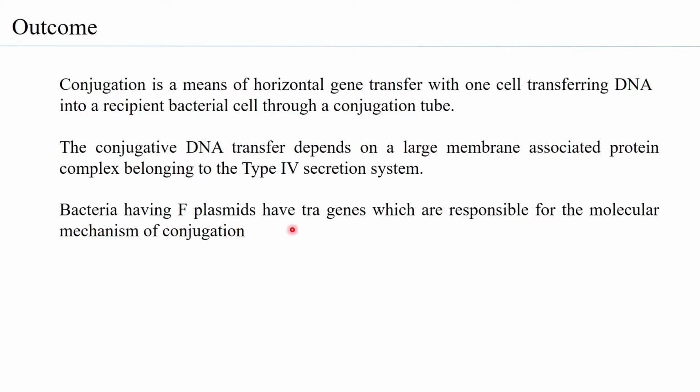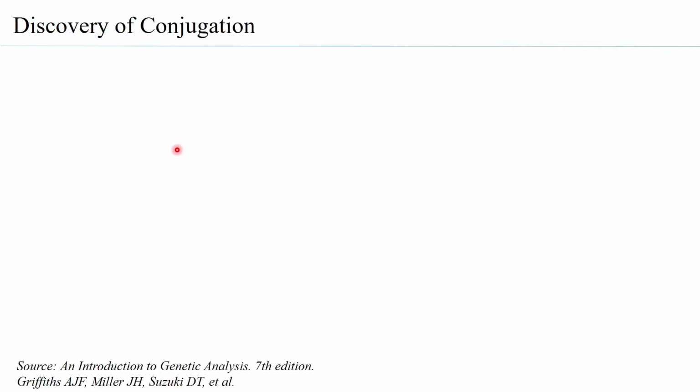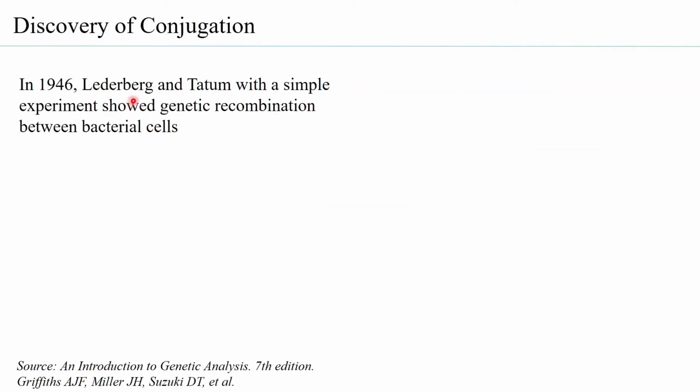Bacteria having F plasmids have TRA genes, which are responsible for the molecular mechanism of conjugation. So any bacteria that have F plasmids are able to carry out conjugation. So these F plasmids basically are conjugative plasmids. Other than transformation, conjugation can also be used for gene mapping. Now, the discovery of conjugation was by Lederberg and Tatum in the year 1946.